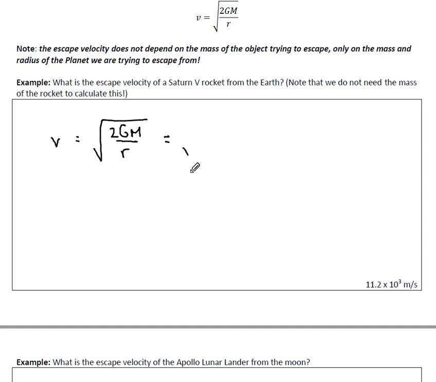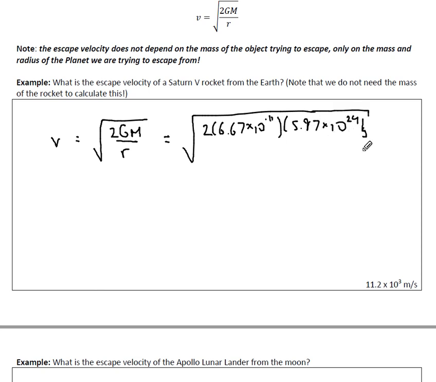So we're just going to plug in our values. We have 2 times the gravitational constant, 6.67 times 10 to the negative 11, multiplied by 5.97 times 10 to the 24 kilograms, the mass of the Earth, and divided by our radius. If you're already further out in space, it actually needs less energy. But since we're on the surface, we're trying to figure out what speed we need to get to. And we get a value of 1.12 times 10 to the 4 meters per second.